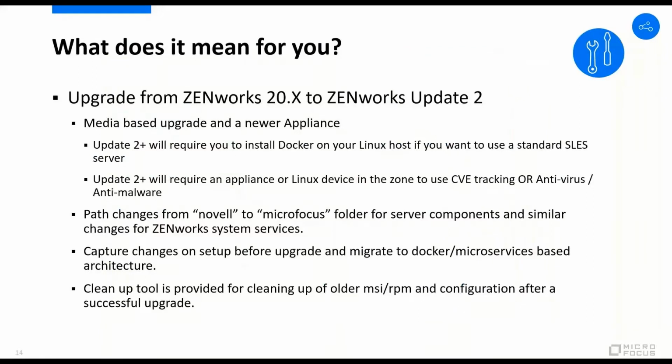So what does all this mean for you? It means that in ZENworks 2020 Update 2, you're going to have a media-based upgrade and a new appliance. So you can upgrade from any version of 20.x, which essentially means ZENworks 2020 or ZENworks 2020 Update 1, directly to Update 2. But to do that, you will essentially require a media-based upgrade, or if you're using an appliance, you will require a new appliance to be brought in.